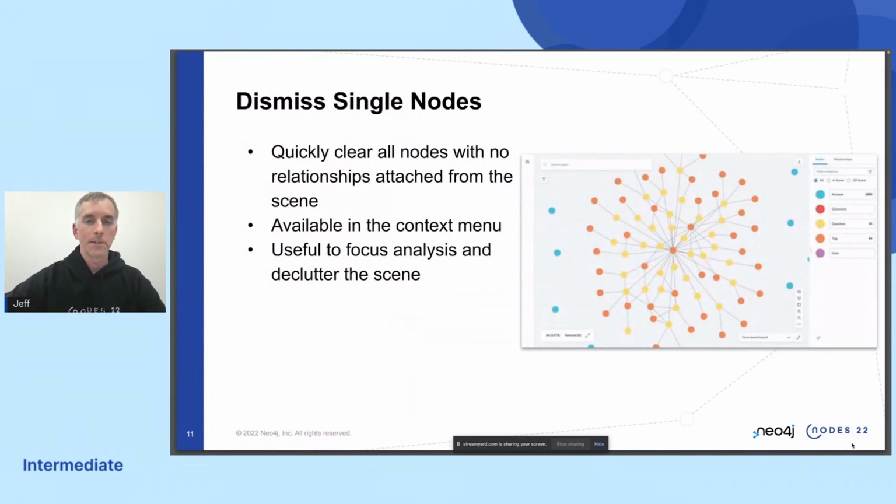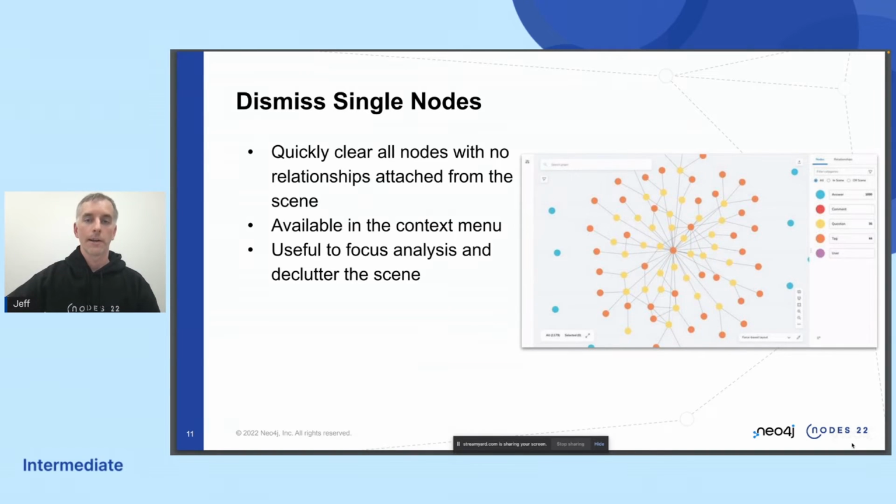So dismiss single nodes does exactly what it sounds like. You can quickly clear any nodes on the scene that don't have a relationship attached to them on the scene. So we're not talking about, if the node has relationships attached to it in the database, that doesn't matter. But on the scene in particular, if you've got nodes that are all by themselves, you might want to quickly clear them so that you can focus on the connected components you have on the scene.